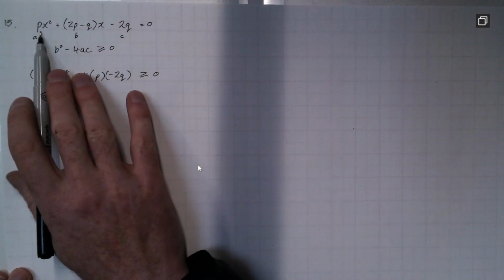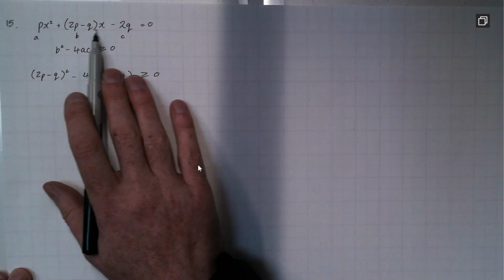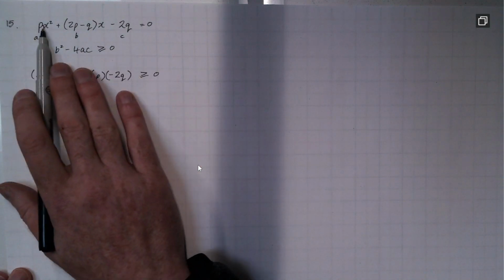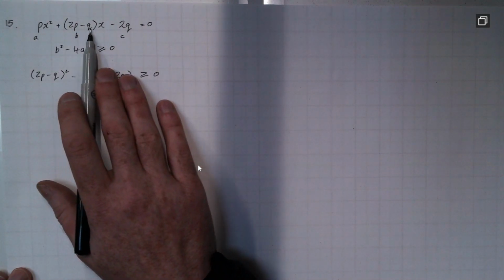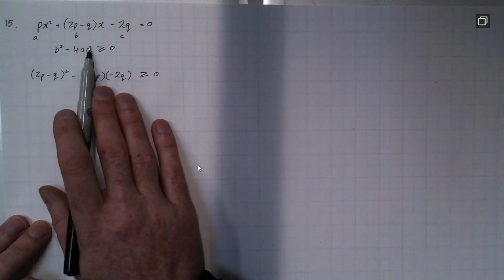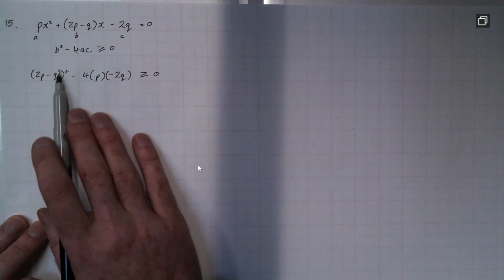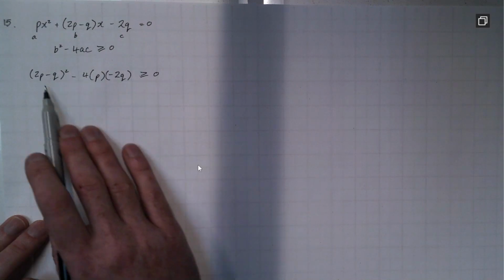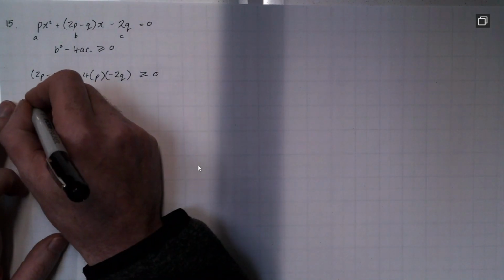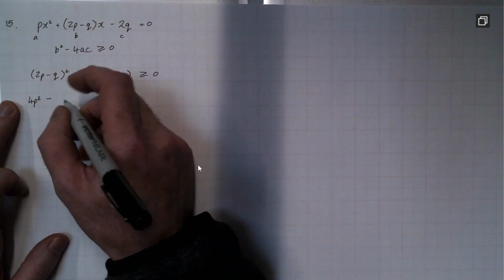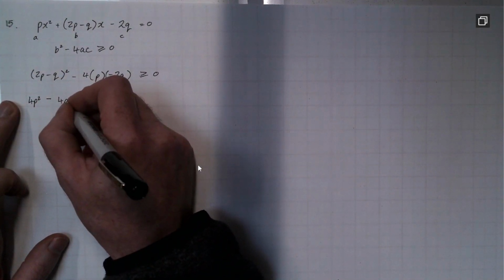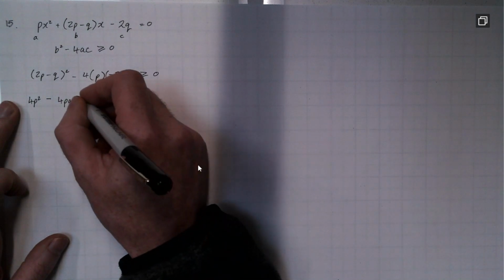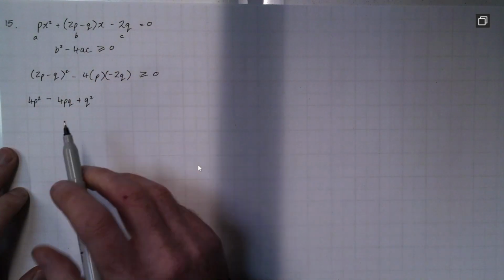Now consider the quadratic ax squared plus bx plus c. So a equals p, b equals 2p minus q, and c equals minus 2q. Then substitute into b squared minus 4ac, which must be greater than or equal to 0, so (2p minus q) squared minus 4 times p times minus 2q is greater than or equal to 0.